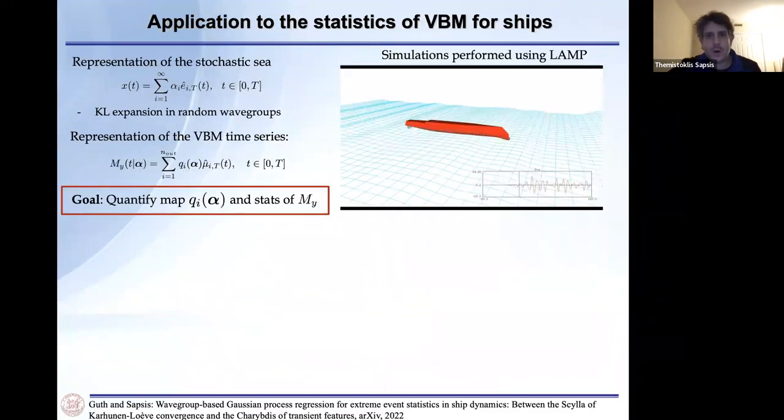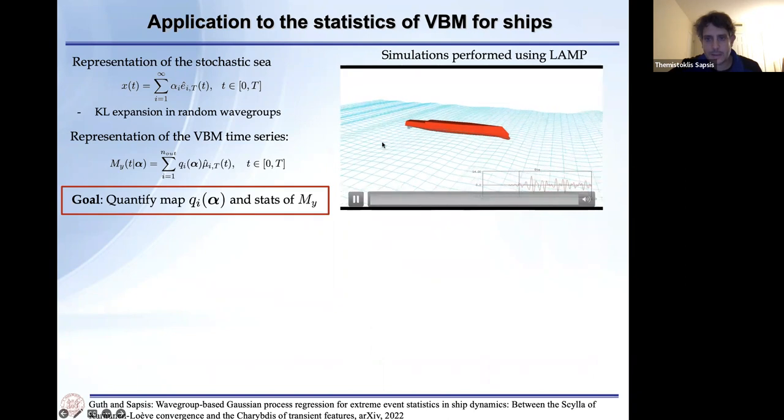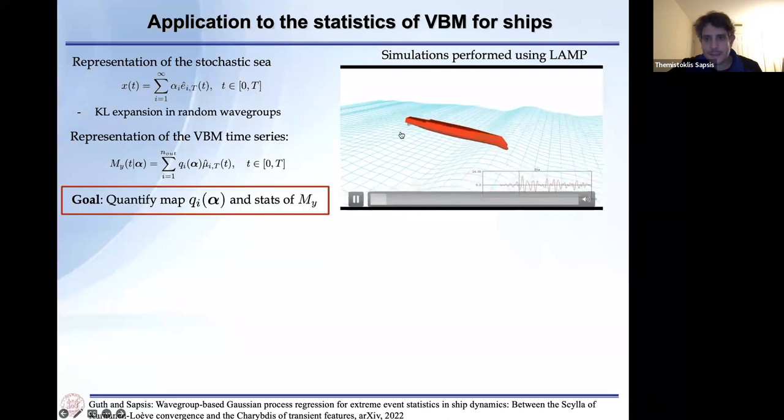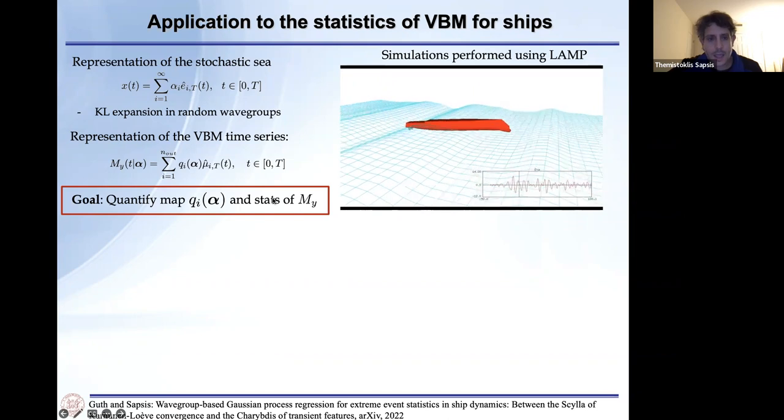We have done work on applying this for the statistics of the vertical bending moment for ships. So here we have a stochastic sea, which is the model for ocean waves. Things are stochastic. We represent the ocean waves through a Karhunen-Loève series. And we also represent the vertical bending moment. And here is the numerical experiment. We are interested in identifying the statistics for the vertical bending moment at the midship section. And we want to do that with the minimum number of simulations, right?